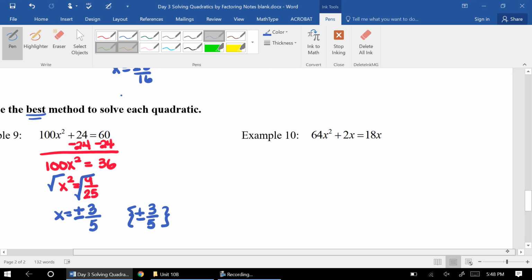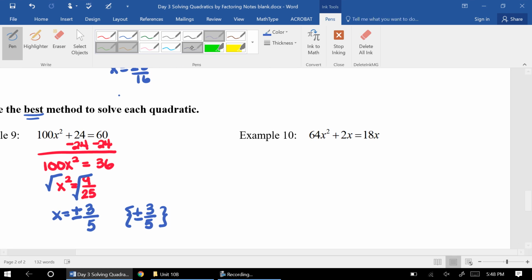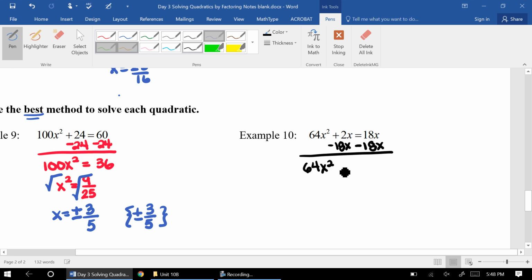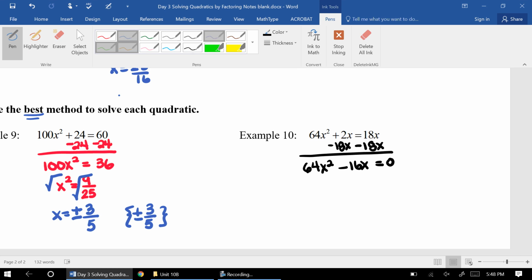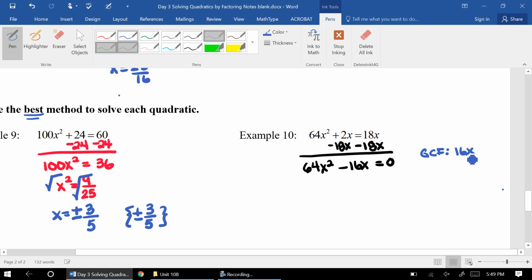Looking at example number 10. Again, I can see that this is not in standard form, so the first thing that I want to do is move the 18x over. So now I have 64x squared minus 16x equals 0. Now, the only way that you've learned how to solve this is by factoring. So I'm going to go ahead and factor this. And again, I am looking for a GCF. GCF here is actually 16x.